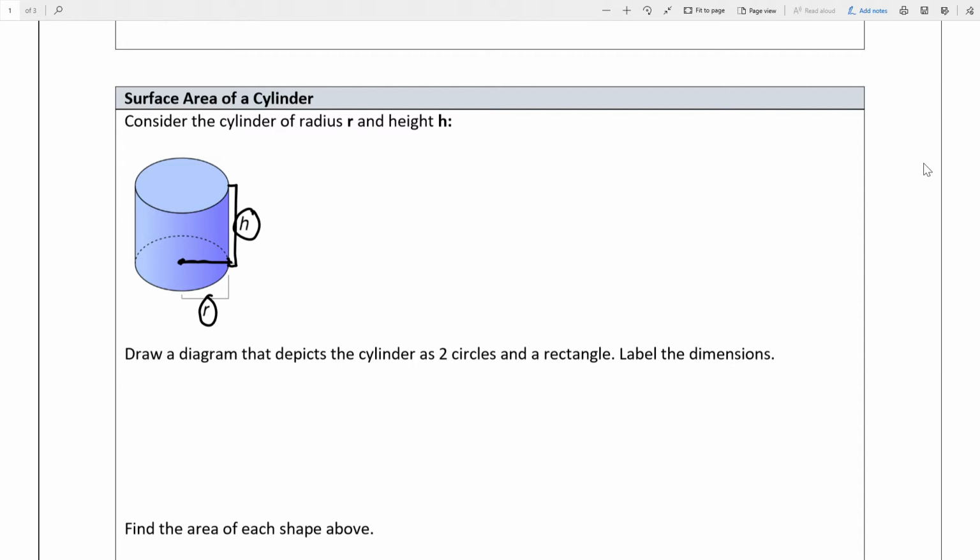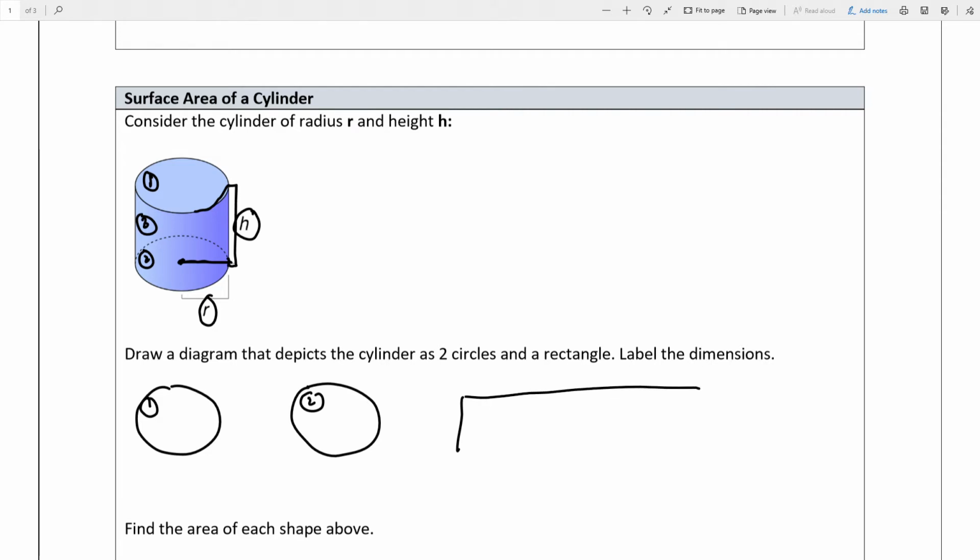So if you take a look at the cylinder carefully, you can see that there's two circular faces, right? The top and the bottom of the cylinder. And then in the body of the cylinder, you'll notice that if you unravel the body, it'll look like a rectangle. So that's the third shape. So here is shape number 1, the top face, shape number 2, the bottom face, and shape number 3, the rectangle, the body of the cylinder that's unraveled.